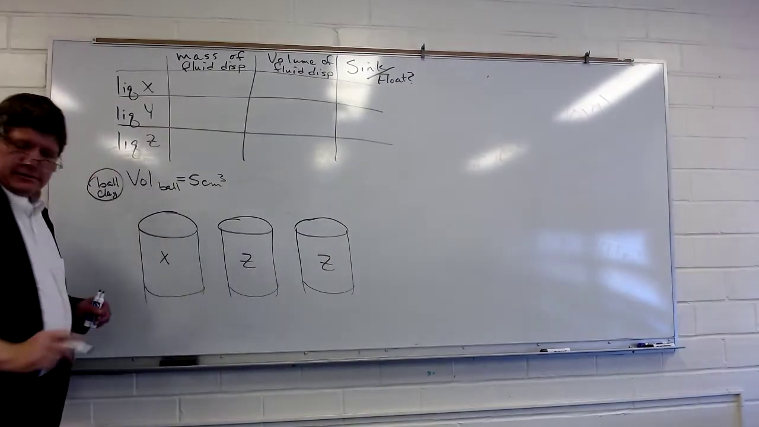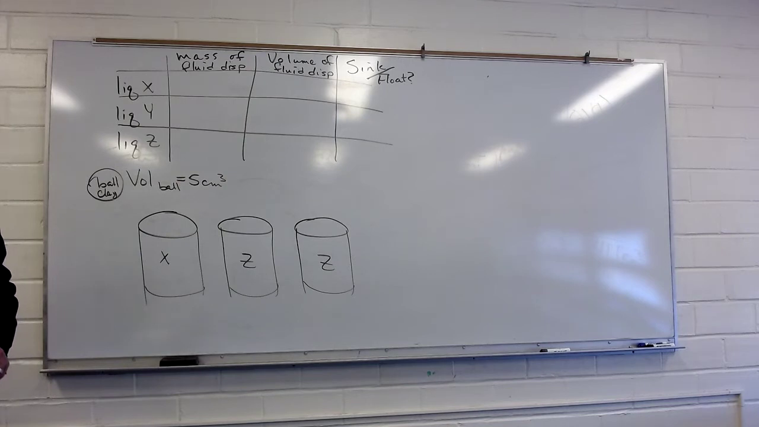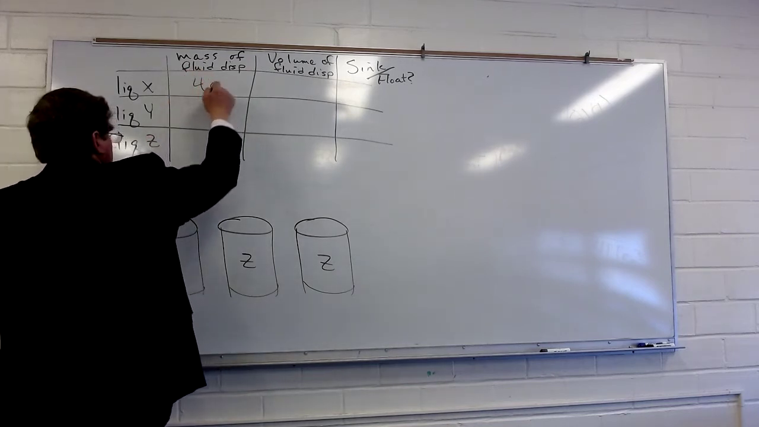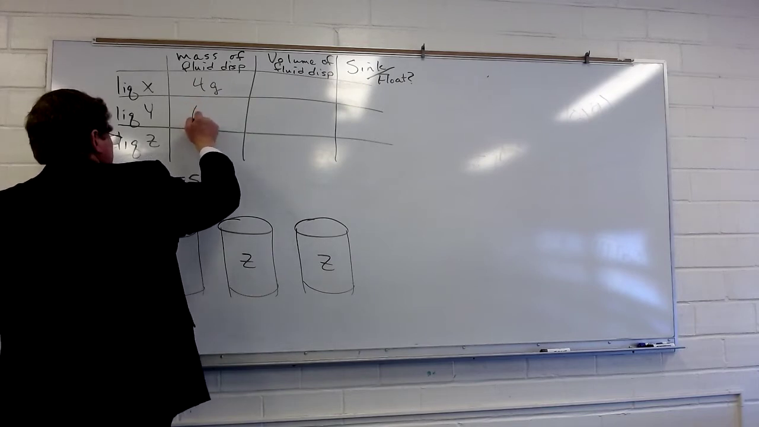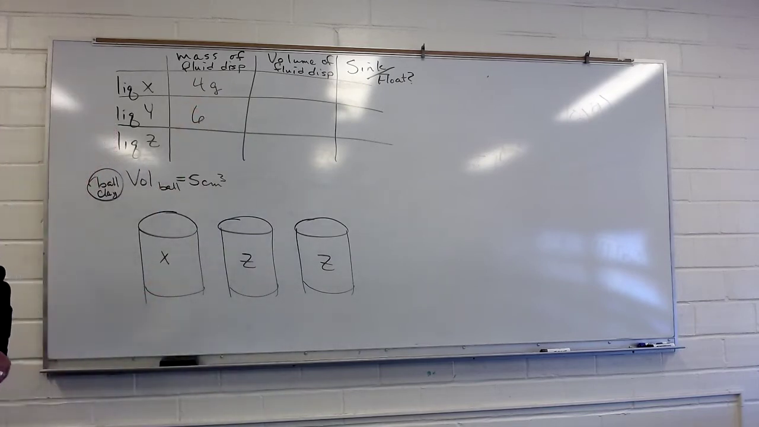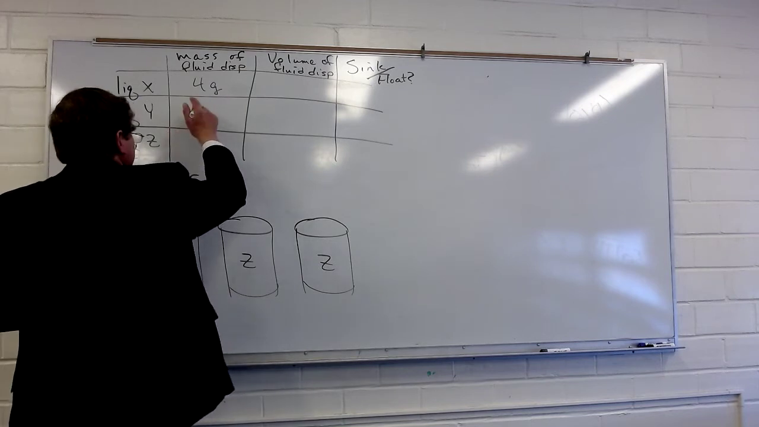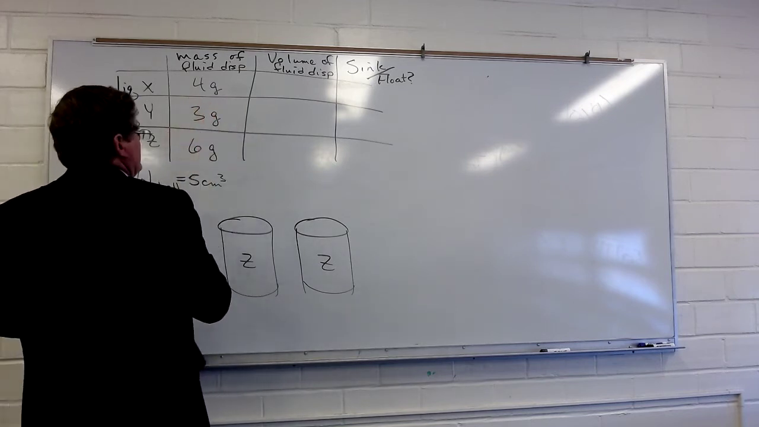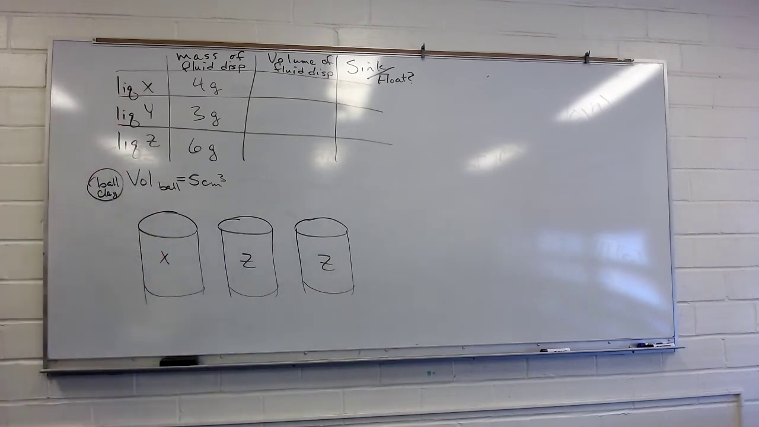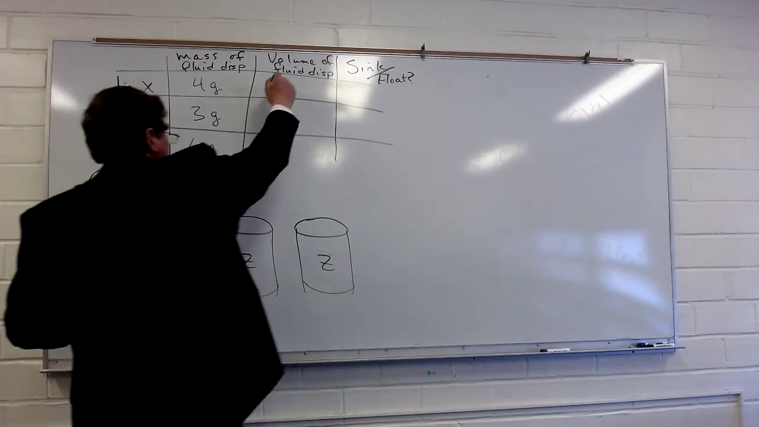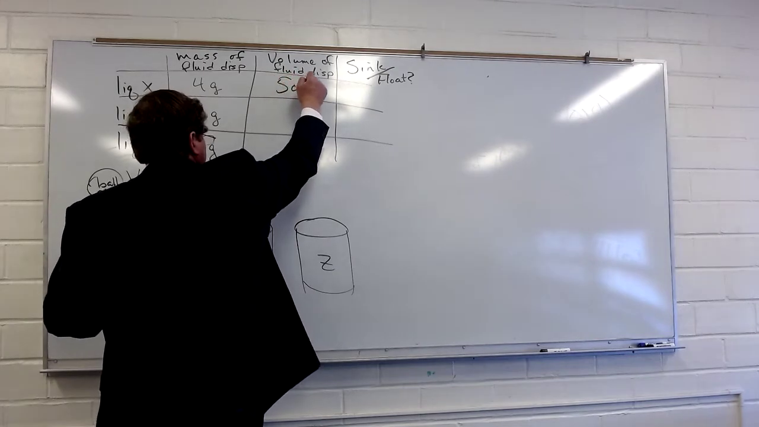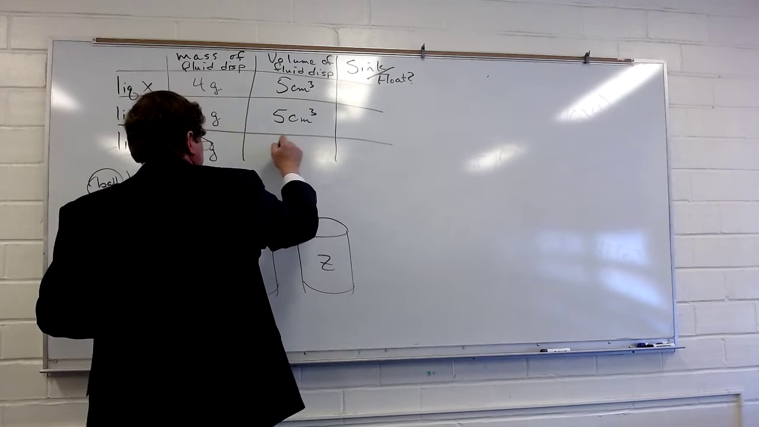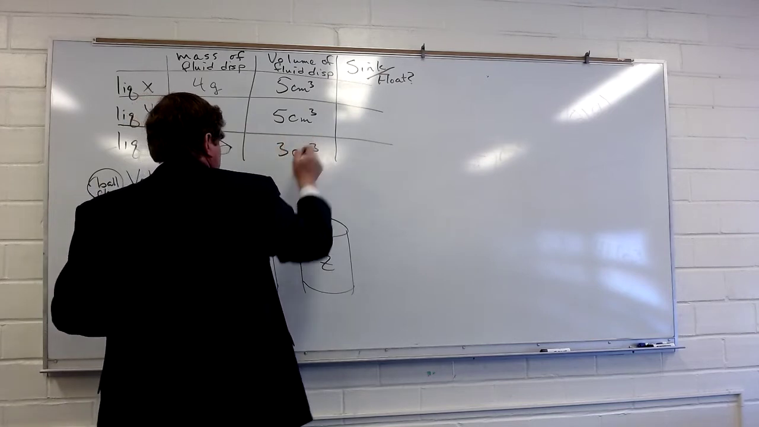Well, we're told that the mass of the liquid displaced is going to be 4 grams, 3 grams and 6 grams. And the volume displaced is 5 centimeters cubed, 5 centimeters cubed, and 3 centimeters cubed.